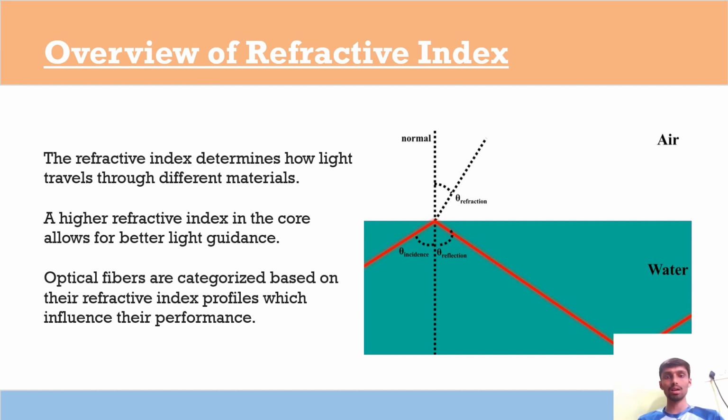And here is the diagram of the refractive index of the medium, water and air. Above, in the air, the angle of incidence is theta of incidence, and the reflection in the air is theta of reflection. The refraction and the reflection are the same in the water medium, where it is theta of reflection.